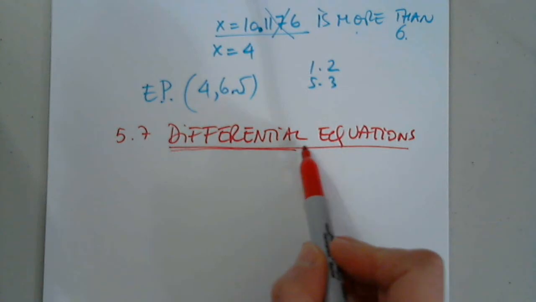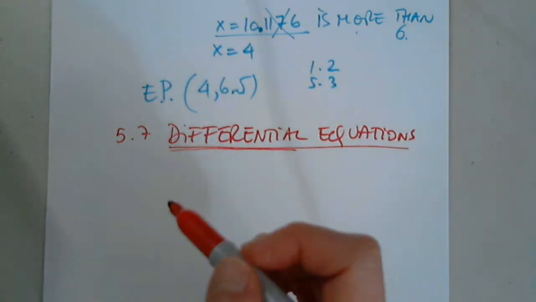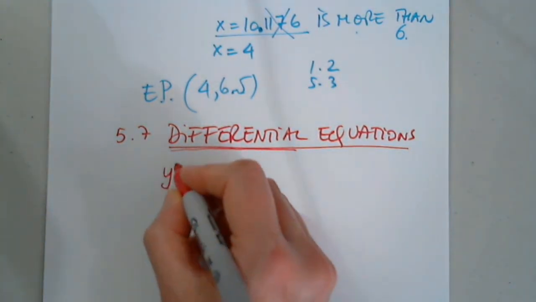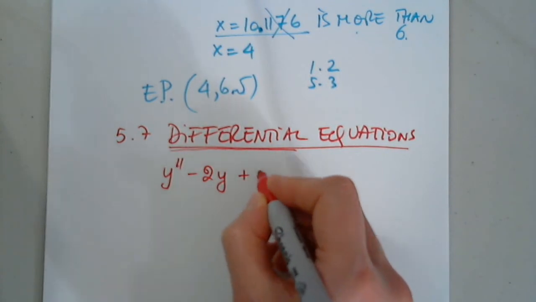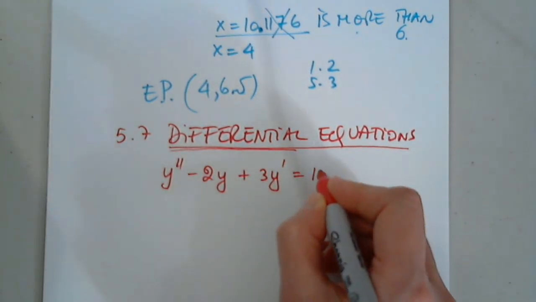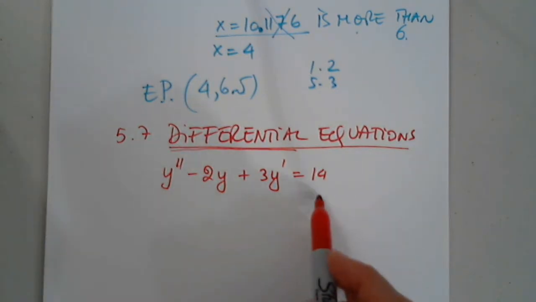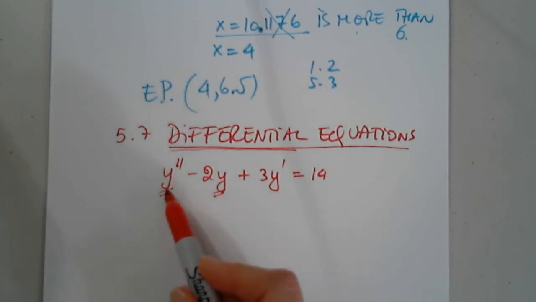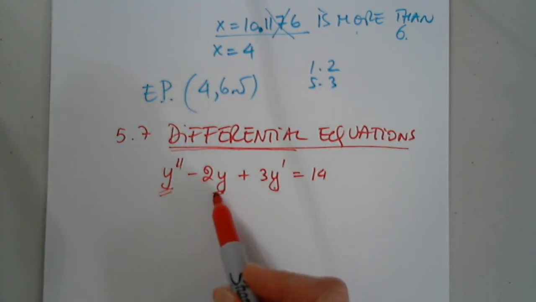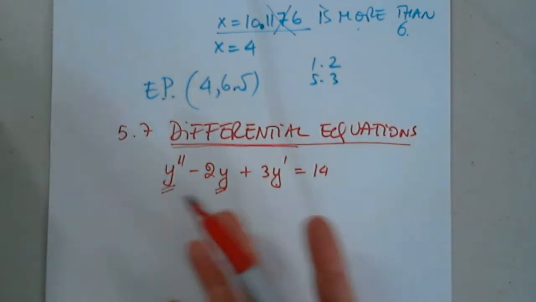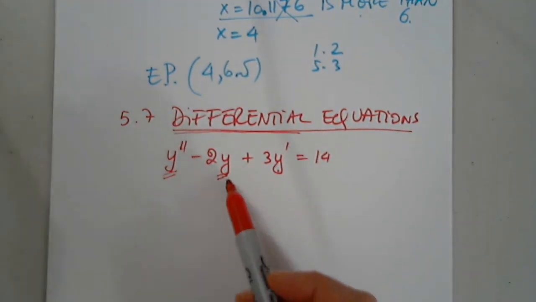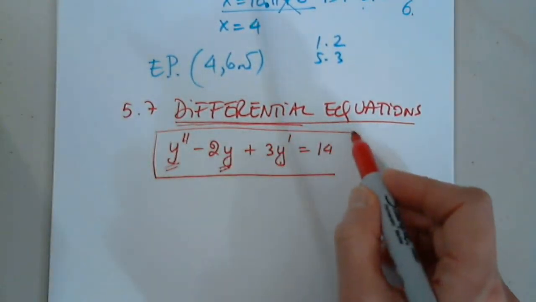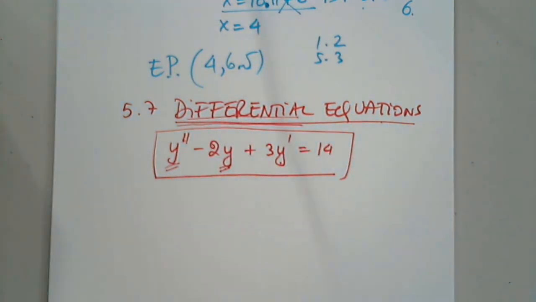What is a differential equation? It's an equation that has derivatives in it. Something like y double prime minus 2y plus 3y prime equals 14. This is an example of a differential equation. It has the second derivative, the first derivative, and the function. They don't have to all be in there. I just gave an example in which we had the function, the derivative, and the second derivative.